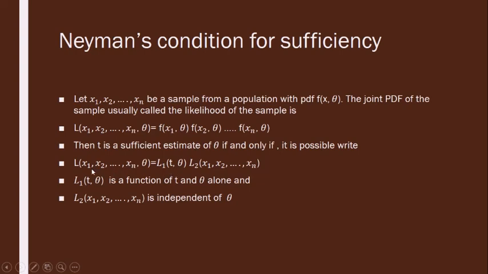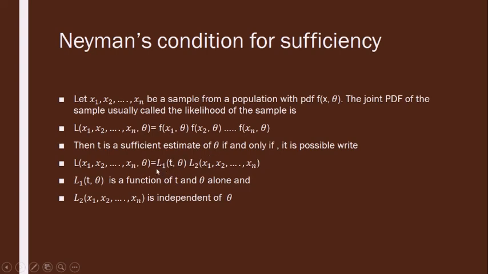L1 of t comma theta multiplied by L2 of x1, x2, etc., xn. Now what does this mean? The whole likelihood function you should be able to represent in this format. Only then can we say that t is a sufficient estimate of theta.